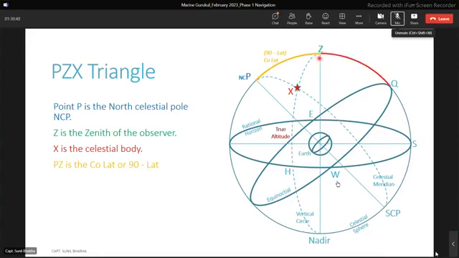Let's also mark out the latitude of the observer. So you see, from the equinoctial to the zenith, this arc represents the latitude of the observer. We have labeled it here as latitude on the diagram. You can see the latitude ZQ and the colat PZ, both totaling up to 90 degrees. Pole to the equinoctial, P to Q point, is equal to 90 degrees.